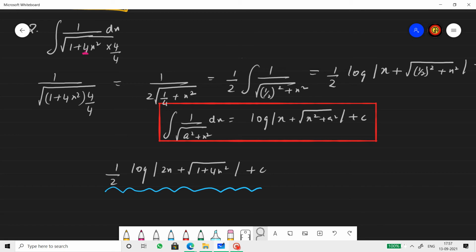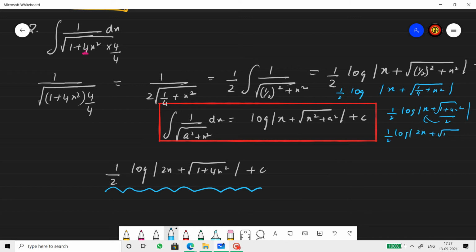Expand this. 1 by 2 the whole square is 1 by 4. So you get mod x plus root over 1 by 4 plus x square. Half and log will stay there as it is. So half log, complete the LCM. So we get mod x plus 1 plus 4x square root by 2. Root of 4 is 2, so then 2 comes to this side. So half log mod 2x plus root over 1 plus 4x square by 2.